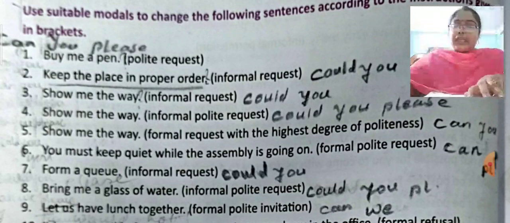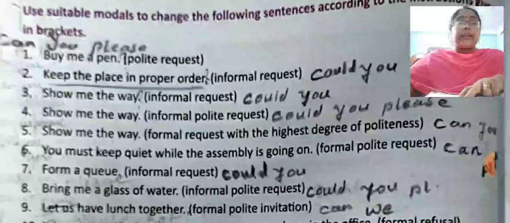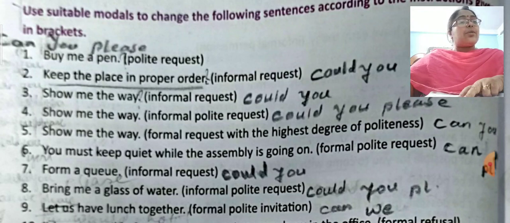Okay. Now number 6. You must keep quiet while the assembly is going on. Polite, formal request. Can you please keep quiet while the assembly is going on? Now number 7. Form a queue. Informal request. Could you form a queue? Okay. Bring me a glass of water. Informal, polite request. Could you please bring me a glass of water?